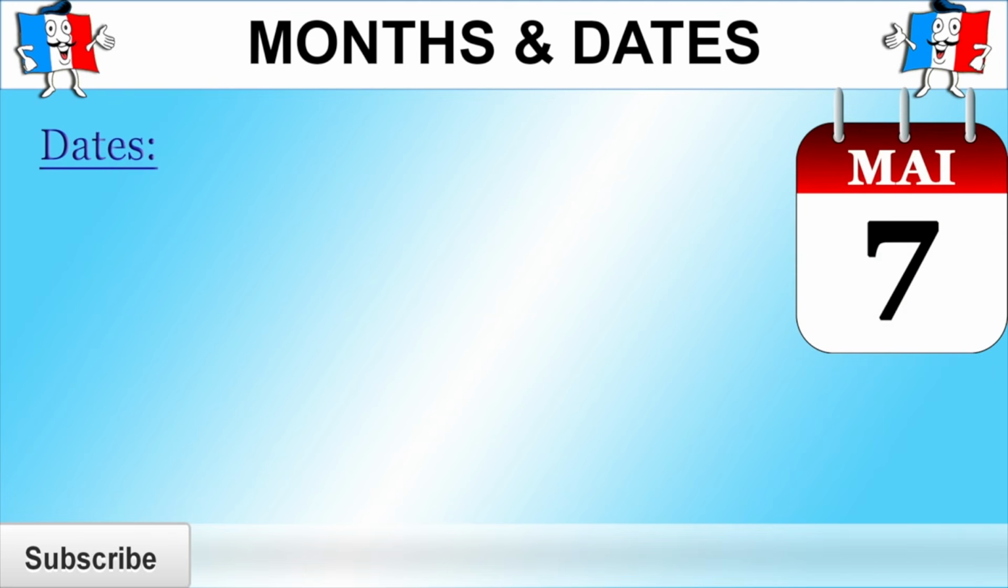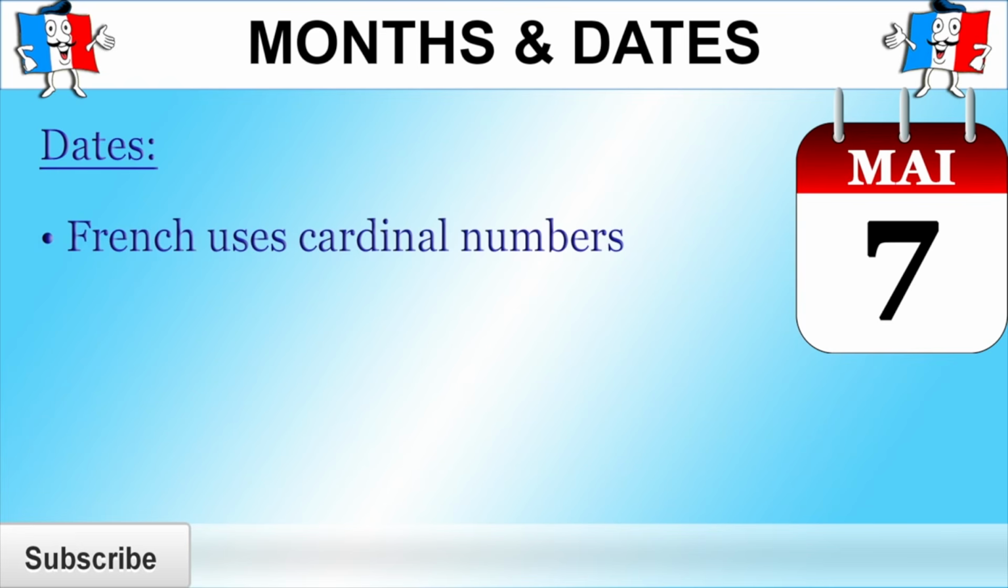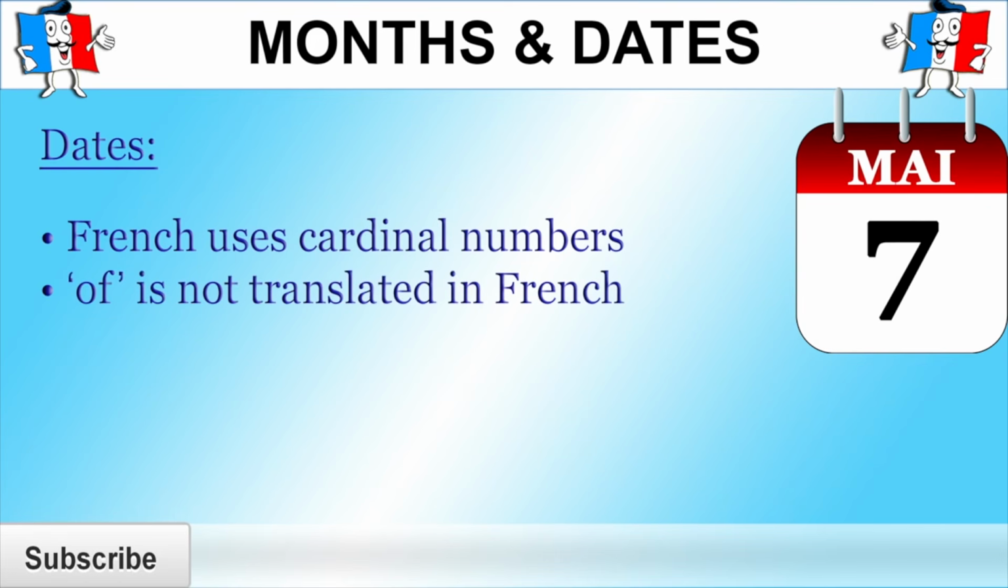So how do you tell the date in French? Well, the first thing you need to know is that you cannot translate the date word for word from English to French. This is because French uses cardinal numbers. In other words, French uses the counting numbers, whereas in English you would use ordinal numbers, such as first, second, third, etc. The second reason why you can't translate the date word for word is because of is not translated in French. So the French equivalent of is not part of the date in French.